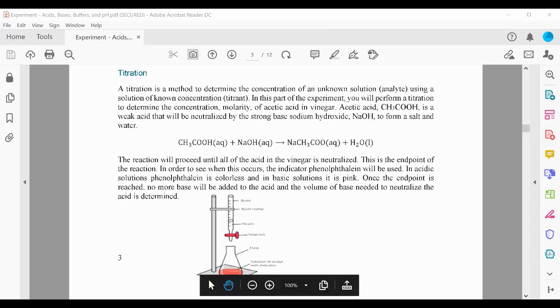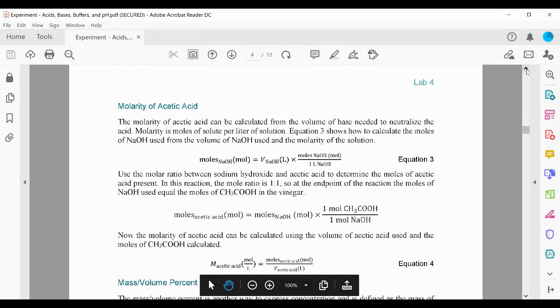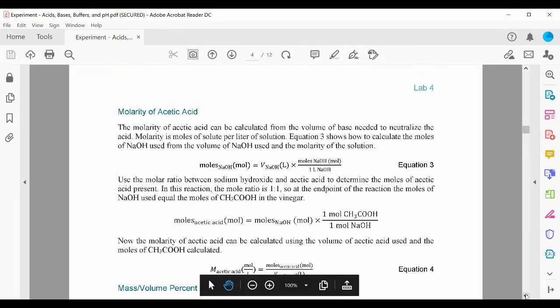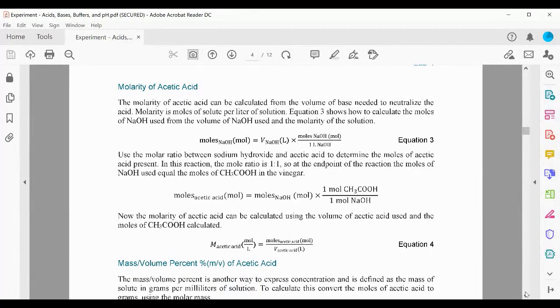Okay. So then let's go back here. And what else do we need to add about titration, so that when we get to do the report, all the concepts are clear? Otherwise, this is an experiment where you really need to understand the concepts. Otherwise, you are doing it blind and it doesn't make any sense. Okay, so here is the molarity of acetic acid. They are explaining how you are going to calculate the molarity.